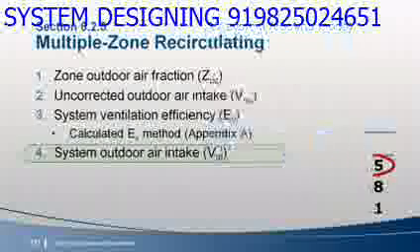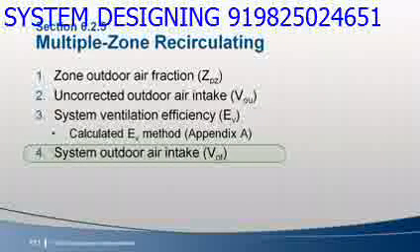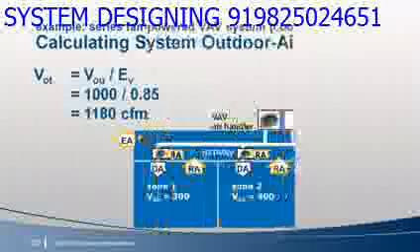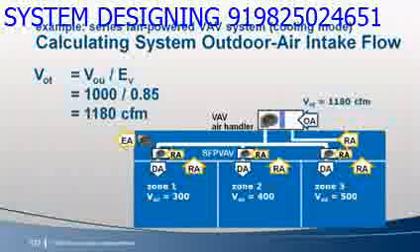Now, with system ventilation efficiency calculated, the final step is to calculate the required outdoor air intake for the system. As with the single-pass system, this is calculated by dividing the uncorrected outdoor air intake, which is 1,000 CFM for our example, by the system ventilation efficiency of 0.85. So the required outdoor air intake is 1,180 CFM.